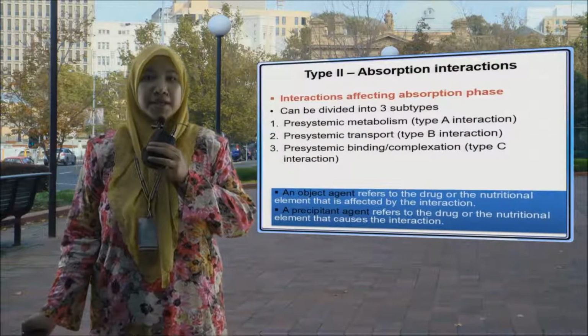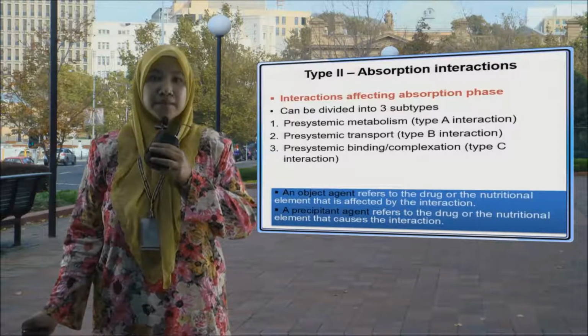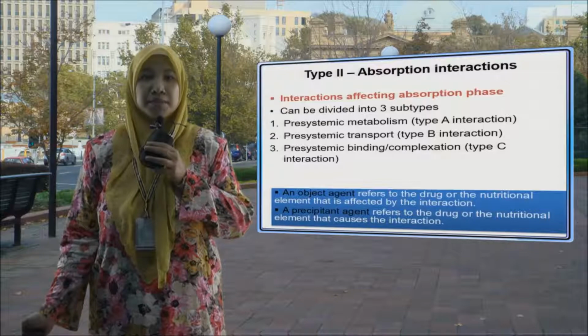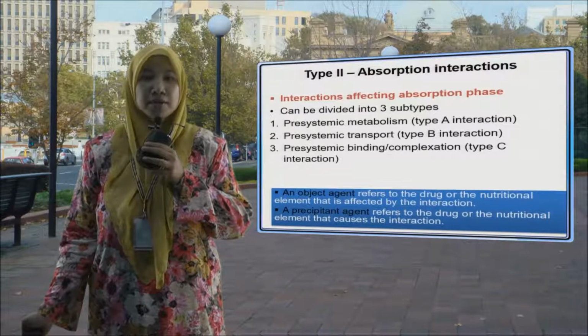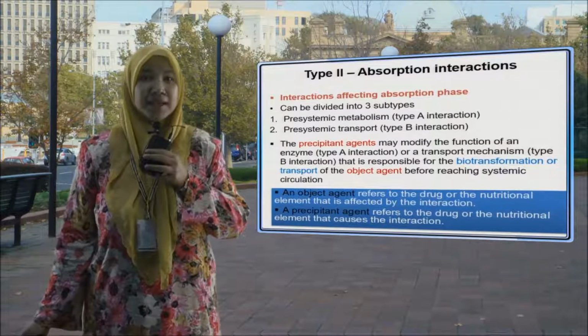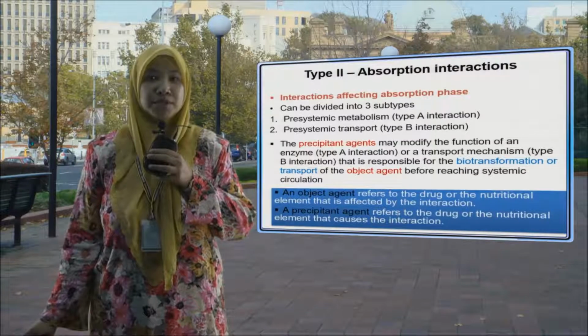Can be divided into 3 subtypes. Pre-systemic metabolism. Look at the word pre-systemic. Second, pre-systemic transport, and third, pre-systemic binding or complexation. Interaction affecting absorption phase.